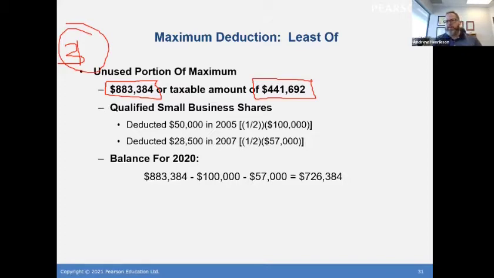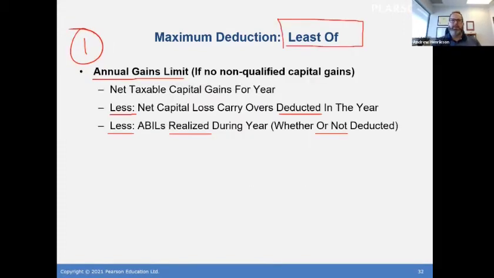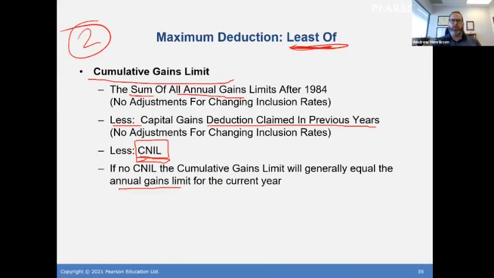So we have to obviously consider what's left in your pot as well. We can't obviously use it if we've already used it. So the least of the 3 items: the unused portion of the maximum, your annual gains limit, and your cumulative gains limit. So it's the least of those 3. If you're working on one of these questions, you have to calculate all 3 of those and then choose the lowest. Always show all your work getting to that point, even if it's obvious which one it's going to be. Do the work to get through all 3.